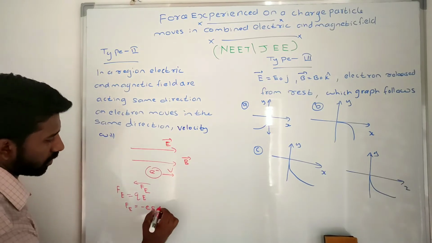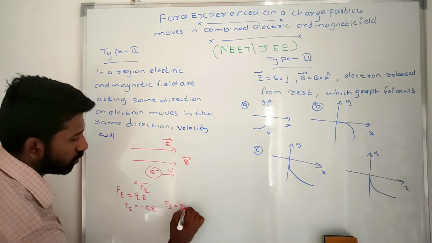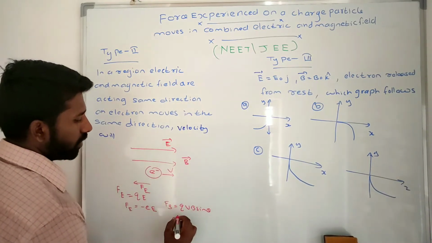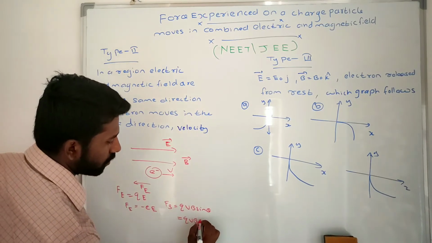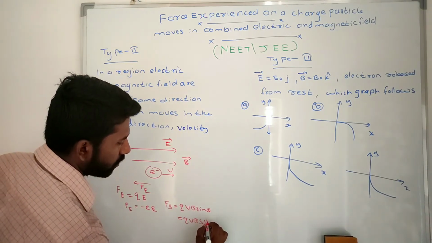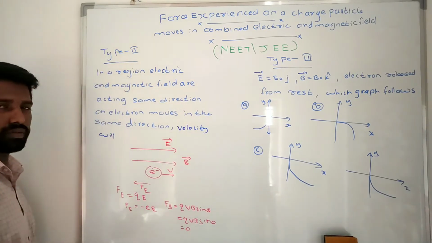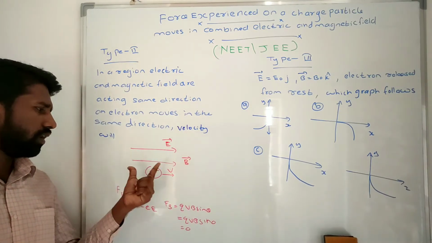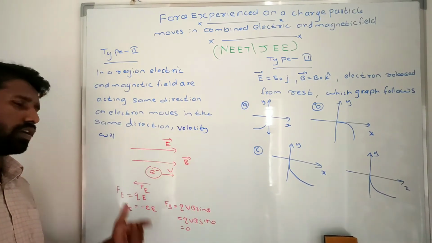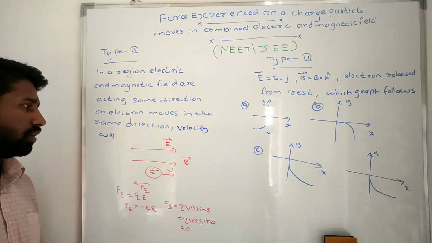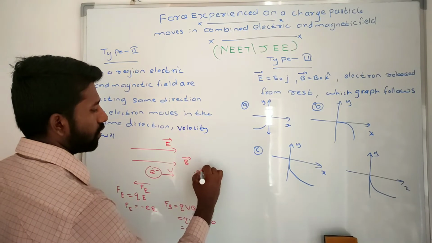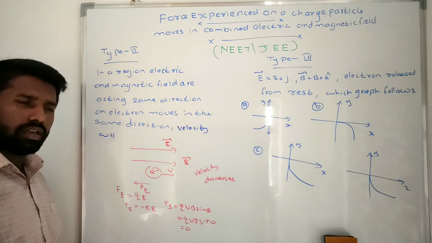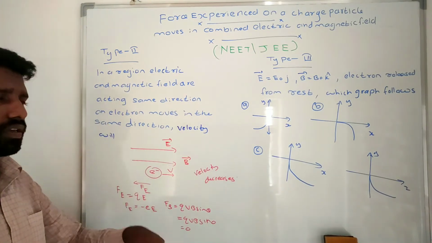Then what about the other force? That is the magnetic force, equal to QVB sin theta. What is theta? The angle between V and B. Here the angle between V and B is how much? That is 0, so we get sin 0, and the sin 0 value is 0. So this electron will experience only the electrostatic force, which is in the opposite direction of the velocity. So the velocity of the particle will decrease.